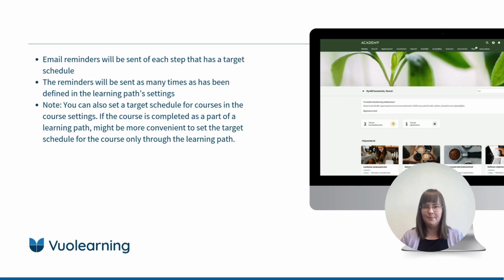Note also that target schedules can also be set for courses in the course settings, but if the course is primarily completed as a part of the learning path, it might make more sense to only set the target schedules through the path and not through the course settings. This makes it easier to manage the path schedules, and it's also more straightforward for the user as well.